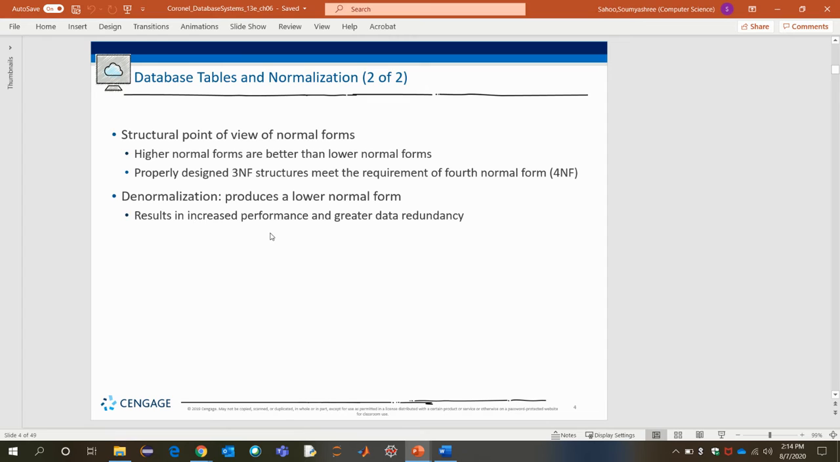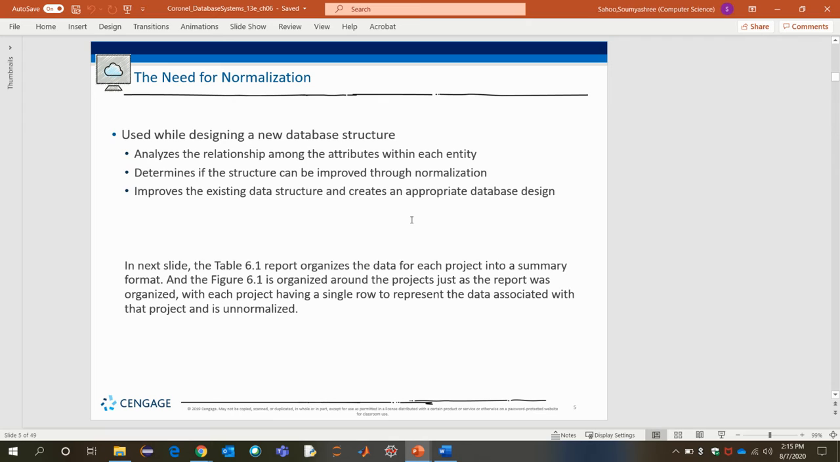Then, unlike normalization, denormalization is a process that produces the lower normal form, and it basically increases performance and greater data redundancy. Then the need for normalization: it's used while designing a new database structure. It helps in analyzing the relationships among the attributes within the entity. The structure is also improved by this, and the data structure and data designing are improved as well.